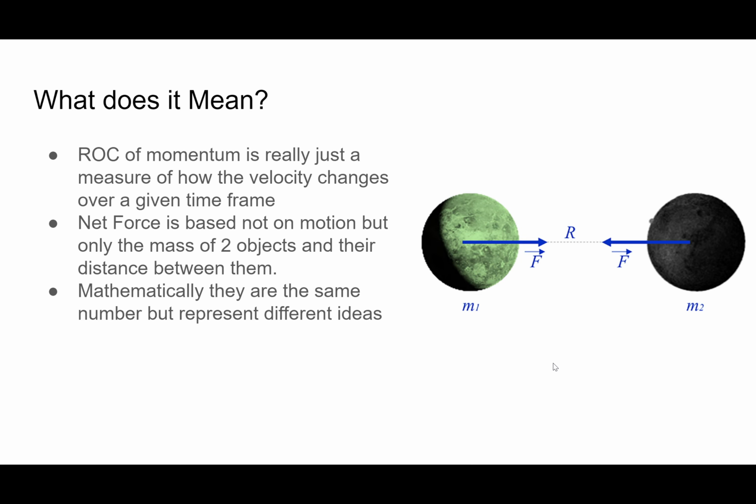And what does it mean? Well, the rate of change of momentum is really just a measure of how the velocity changes over a given time frame. The net force is based not on motion only, but also the mass of the two objects and the distance between them. So mathematically they're the same number, but they represent different ideas. The net force is more than just motion, I'd say. It also includes the mass of the two objects and the distances, where the rate of change of momentum is really just an analysis of the motion. So for net force, you need a little bit more.